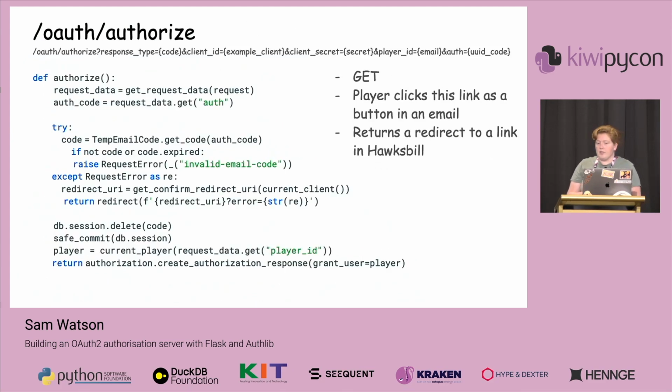The next endpoint that gets hit is OAuth/authorize. This is the link that the player hits when they open the email to confirm it's them logging in. When the player clicks the button, the authorization code gets generated, and the player gets redirected to a page in Hawksbill. This can only be a GET, seeing it's used in a button in an HTML email query, and it means we just have to chuck a bit of information into the route query.